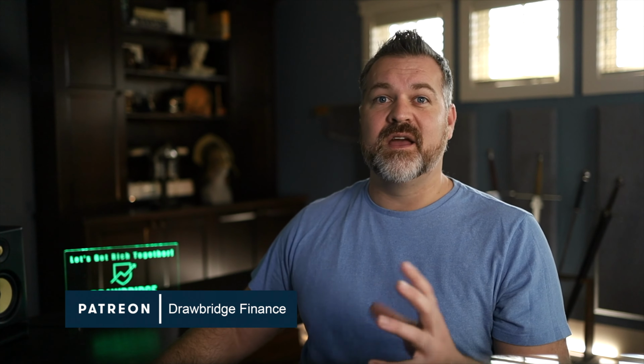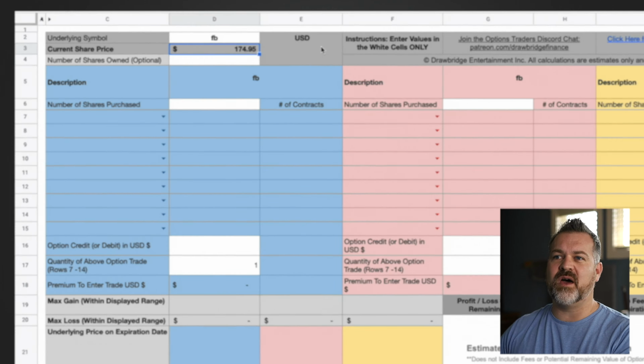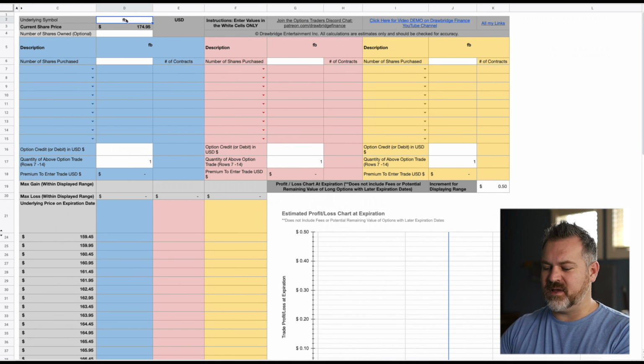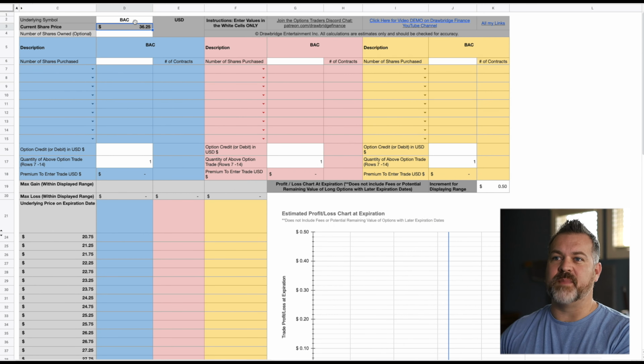Now I can put in any stock here. If I want to put in Facebook, I just type in FB in cell D2 where it says underlying symbol, and it will automatically update that it's US dollars, and it will give the current share price of 174, and it updates it on the chart down below. Anything I type in here, BAC, if I type in any ticker, it will pull up that information and automatically update it. Now, what I'm going to look at is Apple.